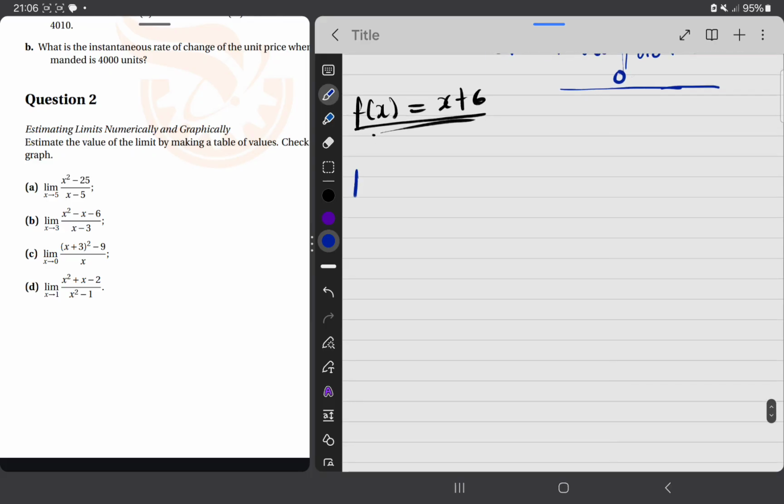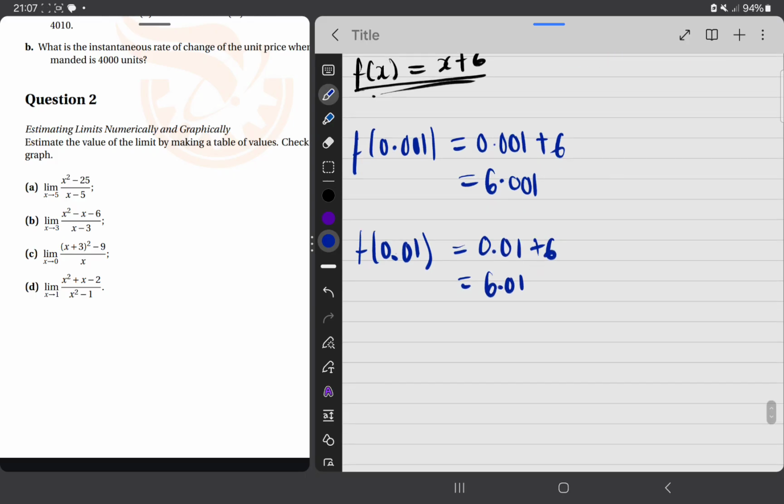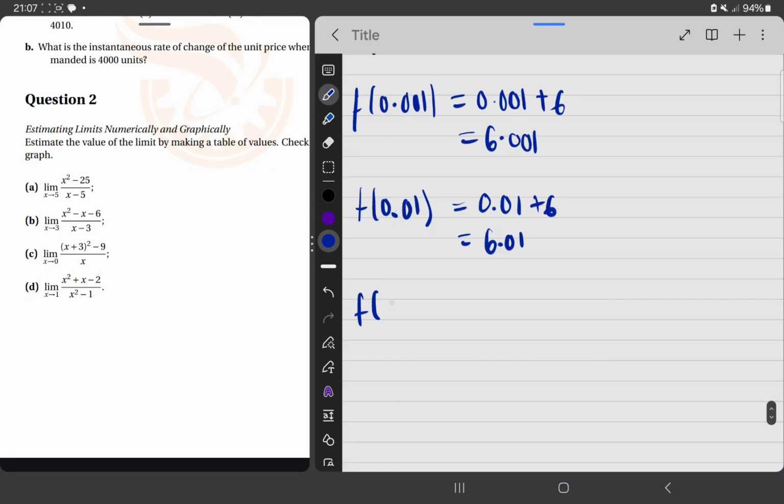So let's put them in. We'll say f of 0.001. This is just going to be 0.001 plus 6, which is 6.001. Then we can do f of 0.01. This is just going to be 0.01 plus 6, which is 6.01. Then we can do f of 0.1. This is just going to be 0.1 plus 6, and you get 6.1.